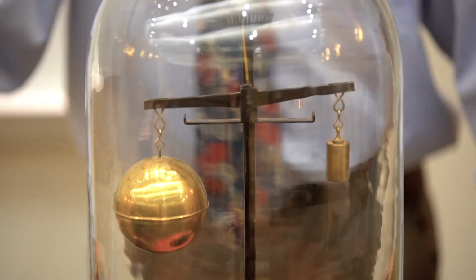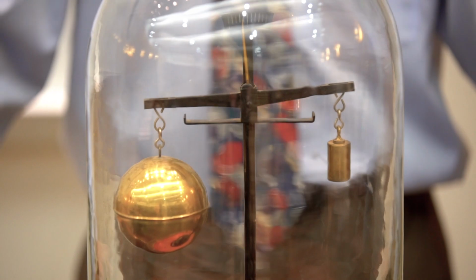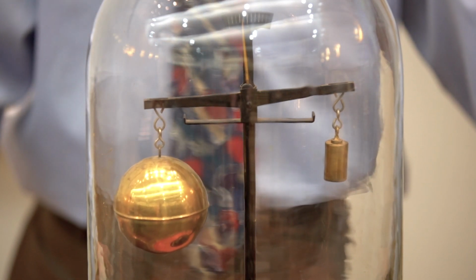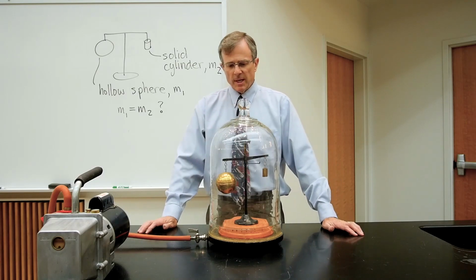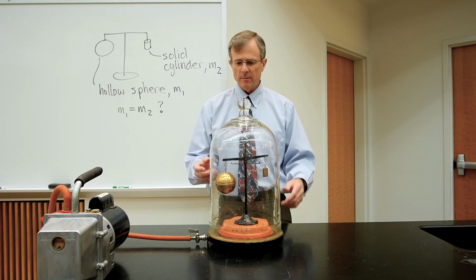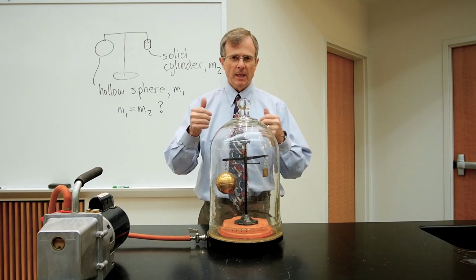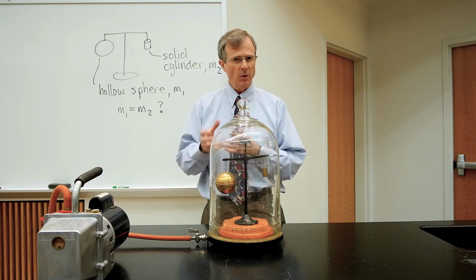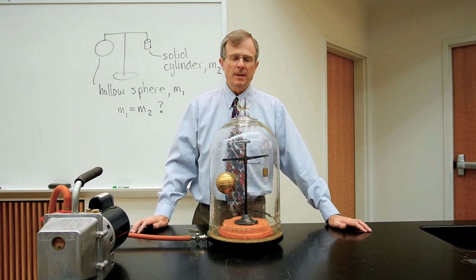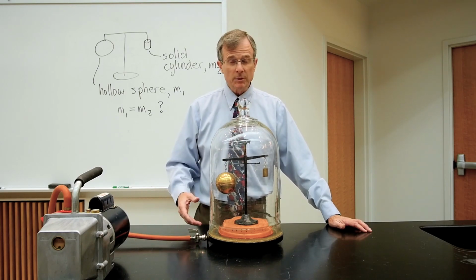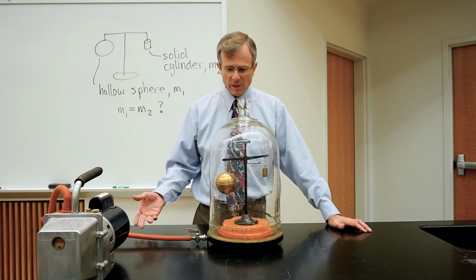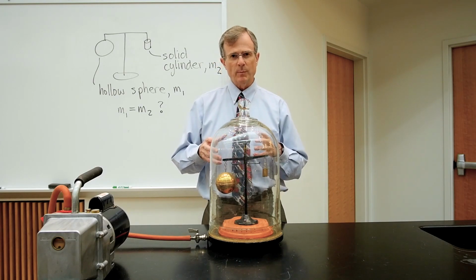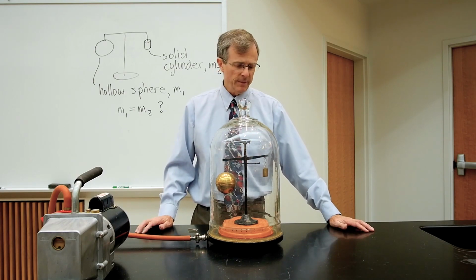Okay, as you can see, the two masses are no longer balanced. In fact, it's the hollow sphere that is the heavier of the two. Why? The answer is that when there was air in the chamber, this hollow sphere has a bigger volume and it has a greater buoyancy force. The buoyancy force, the force of the atmosphere pushing up on something, holding it up, is equal to the weight of the volume of air displaced by the sphere. So this sphere has a much bigger volume, and the volume of air that's displaced by it is bigger than the volume of the cylinder.